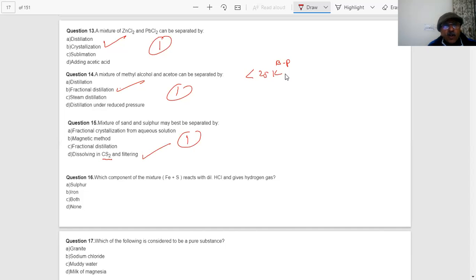Next question on the screen, students, from matter and surroundings. Which component of the mixture iron sulfur reacts with dilute HCl and gives hydrogen gas, students? The iron, B part. Yes, sir. Okay.